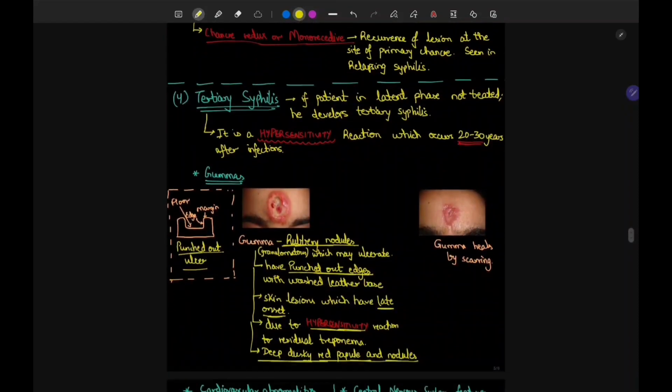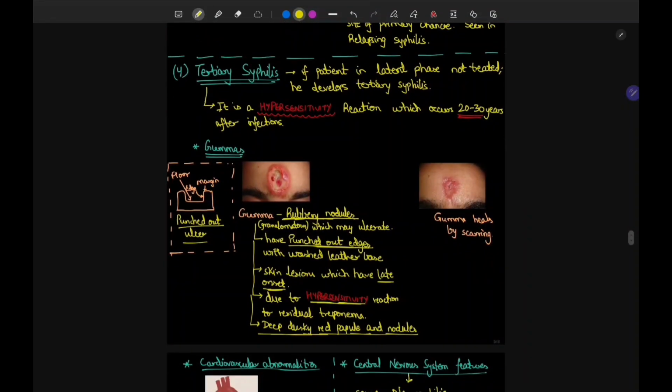Now finally, let's go to tertiary syphilis. If the patient in latent syphilis is not treated, he develops tertiary syphilis. Tertiary syphilis is a hypersensitivity reaction which occurs 20 to 30 years after the infection. It's going to develop very, very late. And what are you going to see in tertiary syphilis? First of all, you will see gummas.